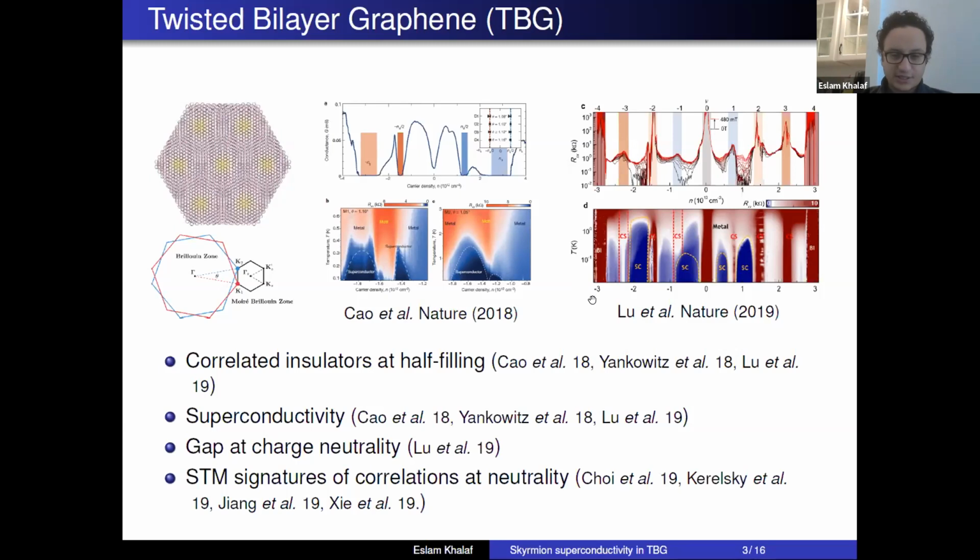There are by now a lot of experiments. Some have seen gaps at charge neutrality, and some have seen signatures of correlations from STM measurements.